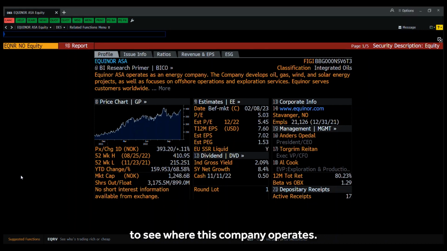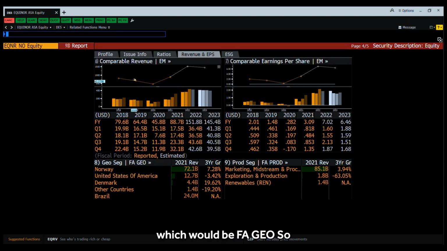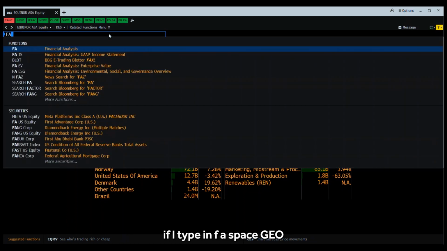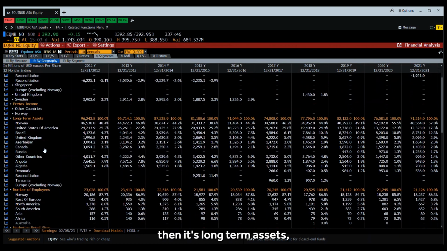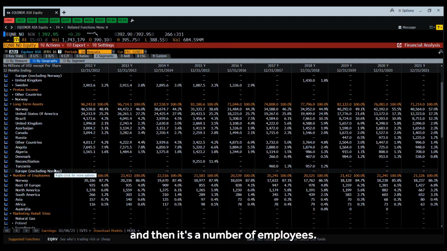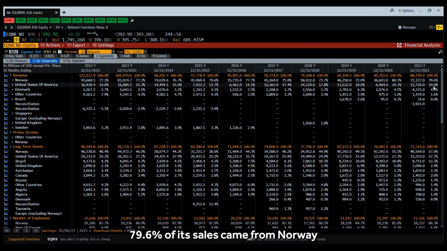We may also be interested to see where this company operates. So if we go to revenue and EPS, then we can click on this geographical segments link here, or we can use the mnemonic, which would be FA GEO. So if I type in FA space GEO, this brings us to a geographical breakdown of, at the top here, its revenue, then its long-term assets, and then its number of employees. So this is giving us a good idea of where it is based. So we can see that in this most recent year, 79.6% of its sales came from Norway and 14.0% came from the United States of America.